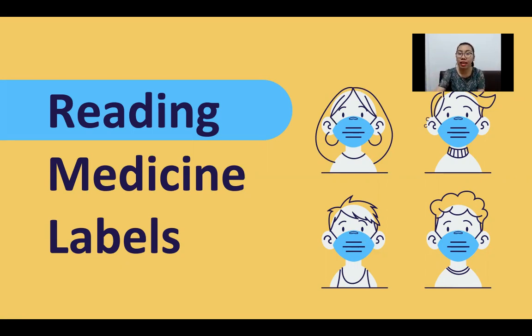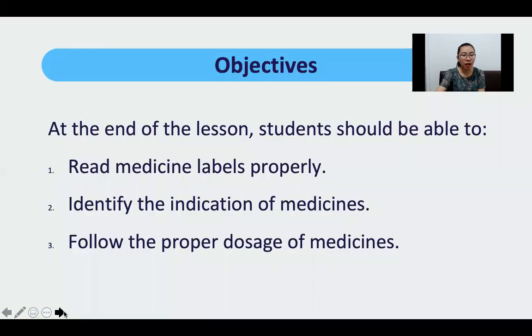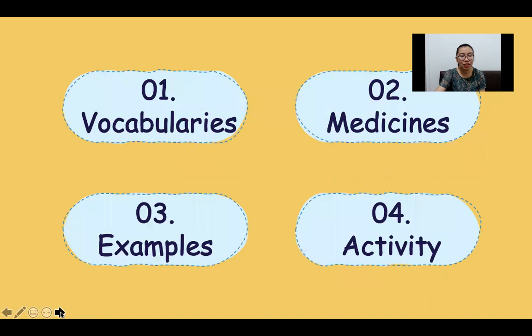Okay, so everybody, reading medicine labels. We will learn how to read medicine labels properly, identify the indication of medicines, and then follow proper dosage. So remember these words: dosage and indication, labels. We will start with vocabularies, and then the medicine examples and activity.